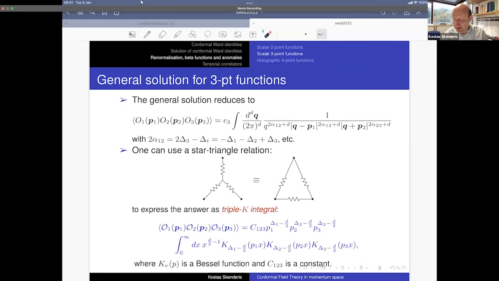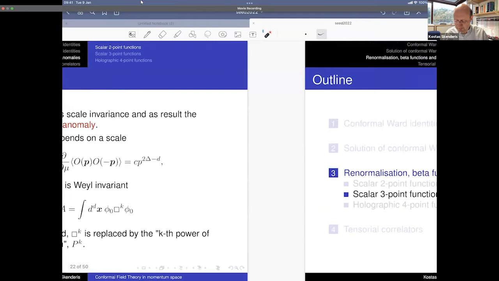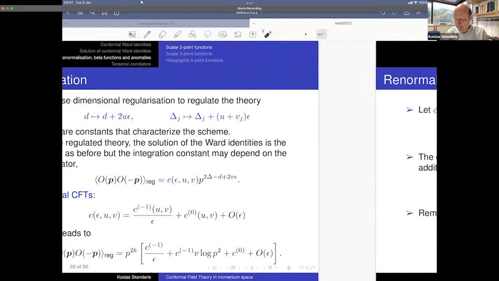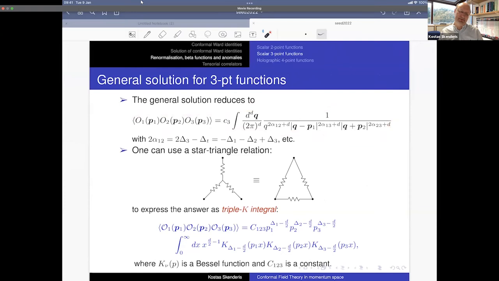If you just do the exercise starting from the general solution and put n equals three, you get this formula here. Now it turns out there is an analog of what you have in electric circuits. There are these star-triangle relations. If you use Kirchhoff laws to play with electric circuits, we can trade three resistors joined in this fashion for a star. And there is an analog of that for this type of integrals.